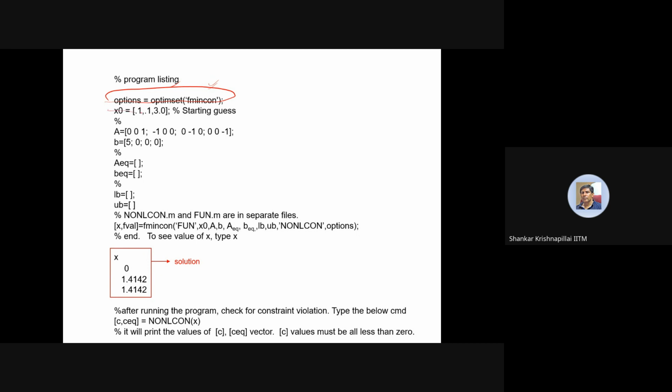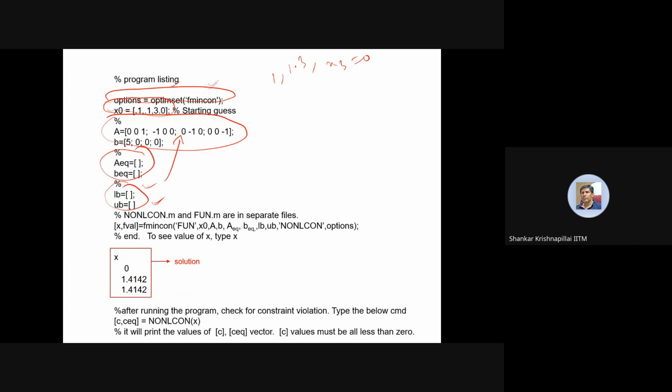And the starting values of x1, x2, x3: x1 is 1, x2 is 1.3, x3 is equal to 0. These are the starting values. Then lower bound and upper bound we are putting as null, because we already indirectly gave the lower bound and upper bound in this statement. So there's no need to duplicate it.